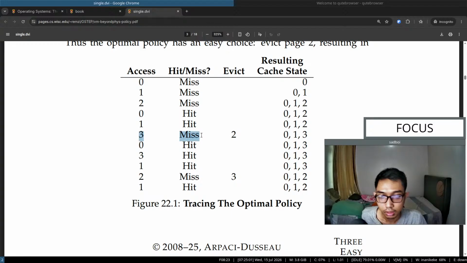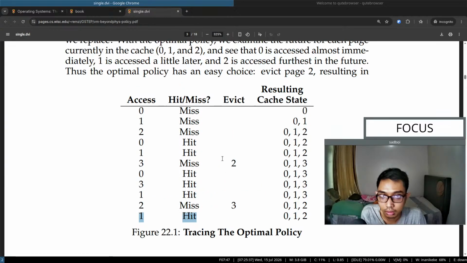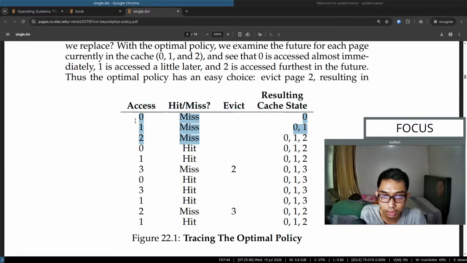Okay, and then we are trying to access page 3 but miss, so we evict 2. We are getting 2 out of the cache. 0 hits again, 3 hits again, 1 hits again, and then 2 here misses, so we evict 3 so that we can access 2 here. The cache state, and then 1 hits again. Yeah, I'm kind of curious.